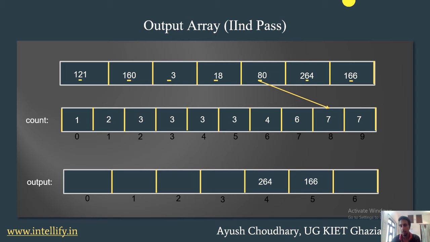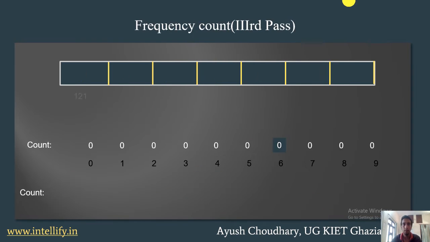5 minus 1 is 4, replace 5 with 4, and then put 264 at this place. Again the same with the case of 80. So 8, we get at the 8th index, then 7 minus 1 is 6, and then replace 7 with 6, and then put 80 at the 6th index. And in a similar way, we will put all the elements in the same manner.